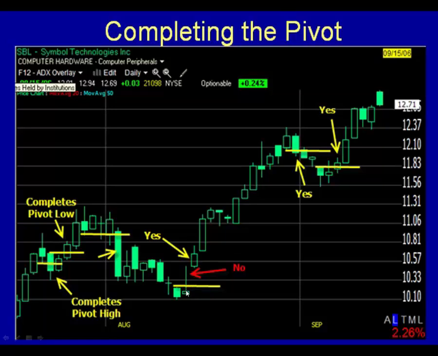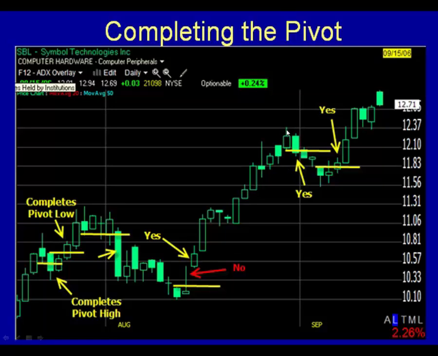Okay, so that's a no. This pivot low here is not complete until this bar. There are multiple configurations, but the core of it is you need a close above the middle bar or below the middle bar of the highest to lowest bar, as we discussed. So again, quickly take a look at these examples here.